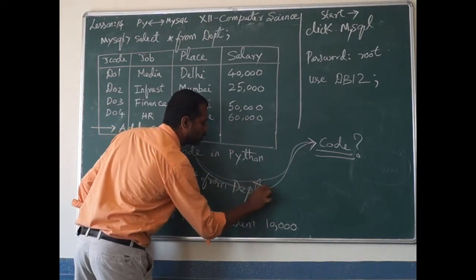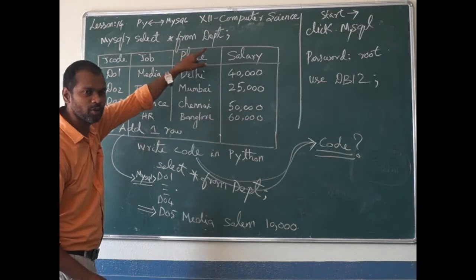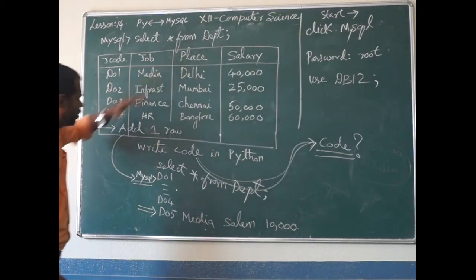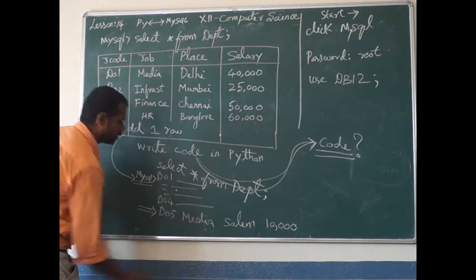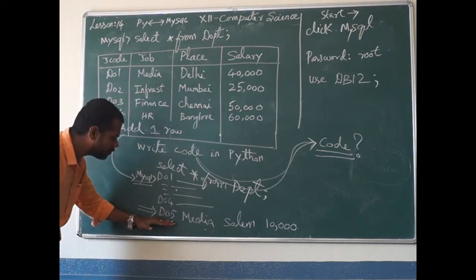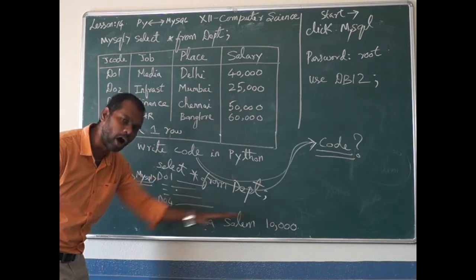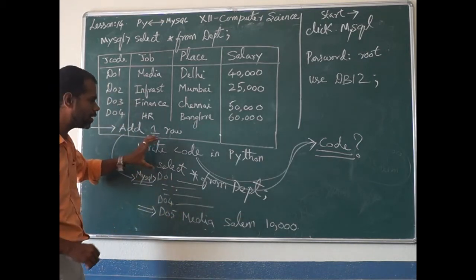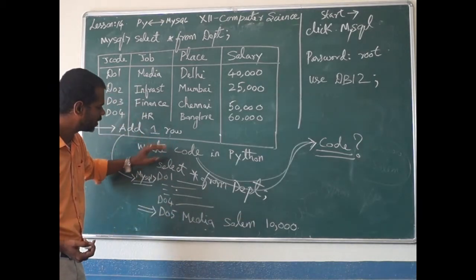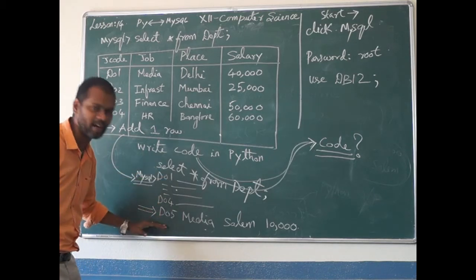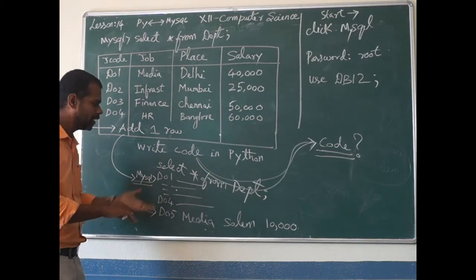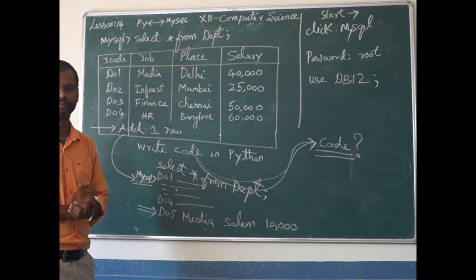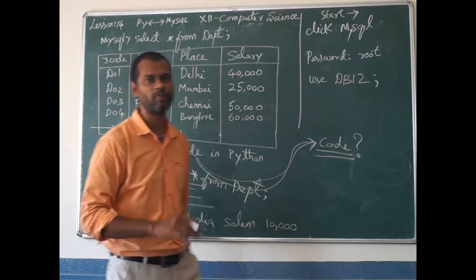After this Python code is finished, in MySQL if you type select star from dept, once again the same, what will happen? D01 to D04 all will appear, including D05 Media Salem 10,000. After writing the Python code, D01 to D05 will appear. This line will be inserted in both Python and SQL. Clear? Okay. Shall I go for the next step?